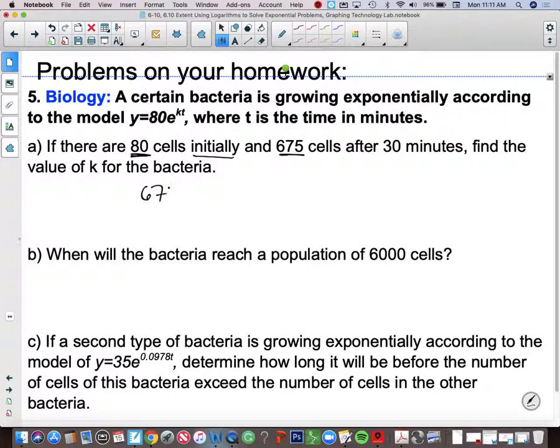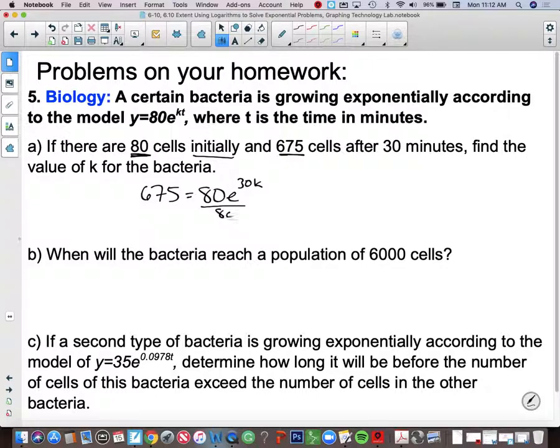So we can set it up like this, 80e, and then we don't know k, we do know 30. So we usually don't write things like k times 30, so we're going to make that look a little bit better up there in the exponent. We're going to write 30k. And then we can solve for k here. All right, so we're going to find that growth value there.